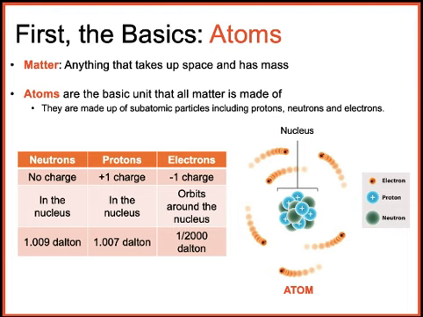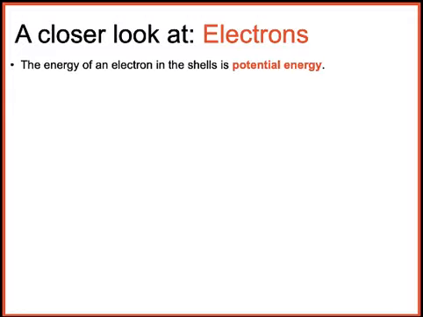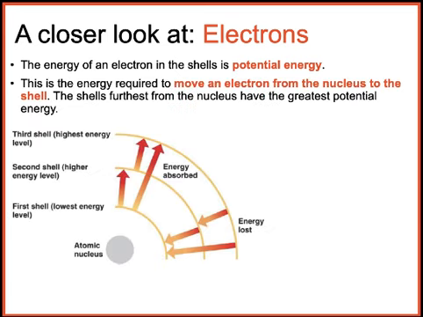The electrons have a negative charge, so that's how they're being attracted to the nucleus, as the protons in the nucleus have this positive charge. So that's not too bad. Now let's take a closer look at electrons. The energy of an electron in the shells is called potential energy.